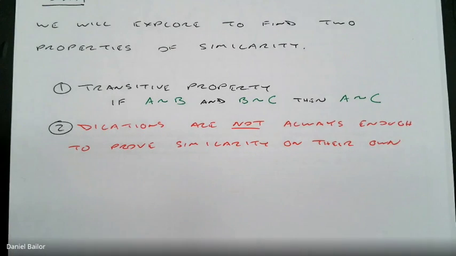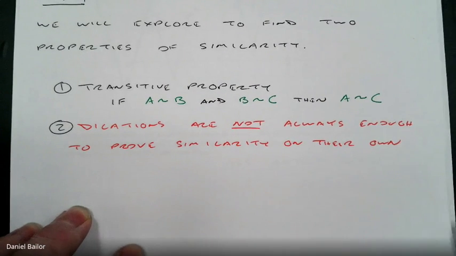Dilations are not enough to prove similarity on their own. Not always. Sometimes yes, but not always. You have to do other rigid motions to help you prove, which you knew already because in lessons 8 and 9, we were using other rigid motions to prove similarity, not just dilations. So sometimes dilations are enough, but most of the time they're not. Just like lessons 8 and 9, they were not enough. So those are the two properties.